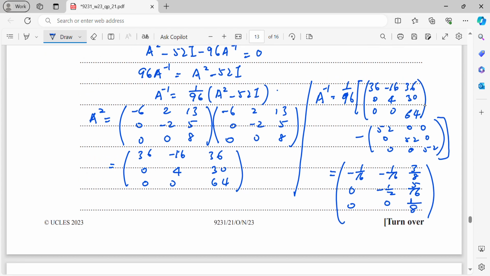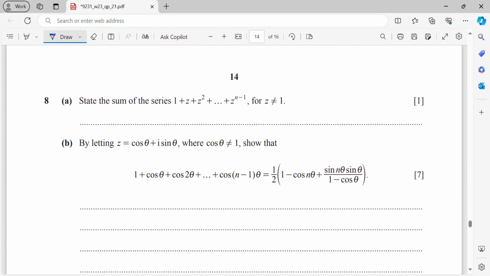Okay, so done for this question. Now for question number 8, part A, state the sum of the series. So basically this is geometric. Alright, A is 1, geometric. The R is Z. And we have n terms here because the first one is Z degree 0. So 1 to n minus 1 is n minus 1 terms, together with the first term, that means n terms. So our Sn is A times R^n minus 1 over R minus 1.